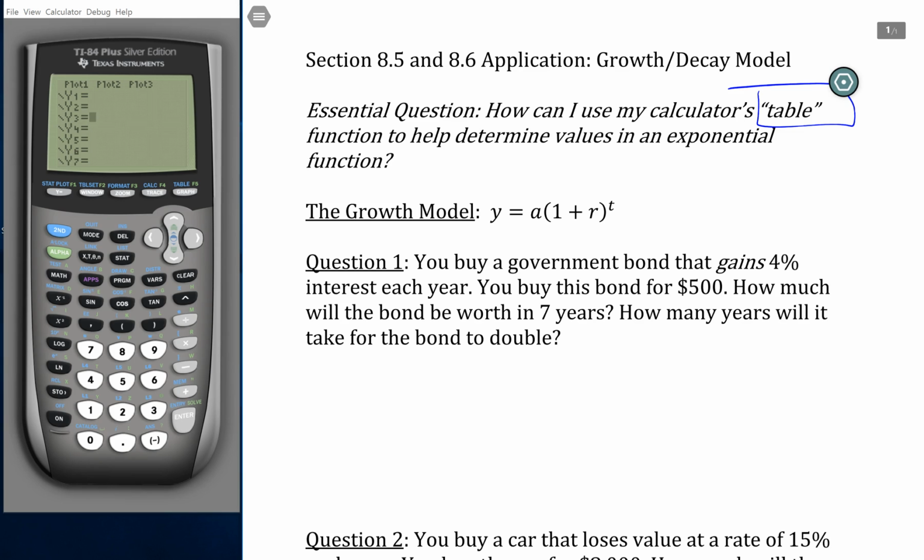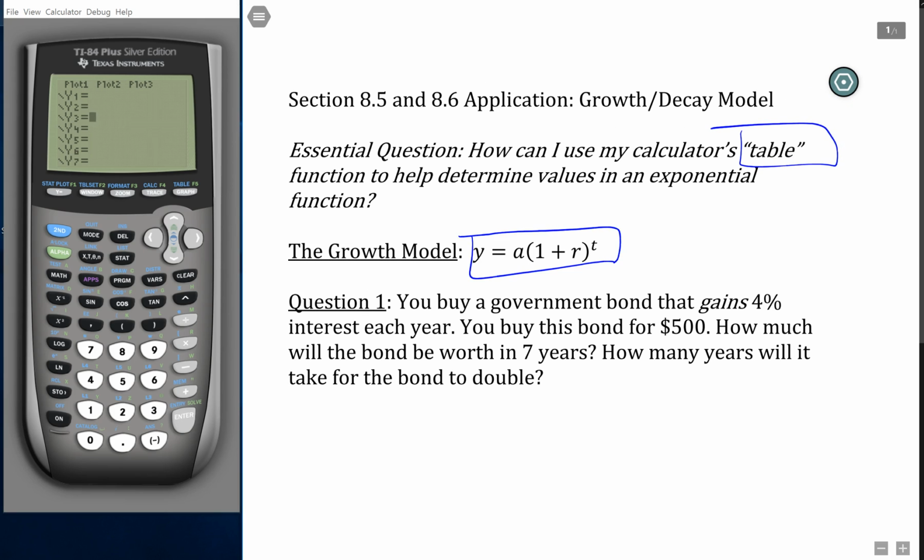There are situations in life that require exponential growth and decay, and specifically this happens a lot with money. And whenever we're dealing with exponential growth and decay, we use a very specific model. It's called the growth model, and we can also make it into a decay model depending on some things, and we'll see what that is. I just need to tell you what each of these different letters means in our growth model.